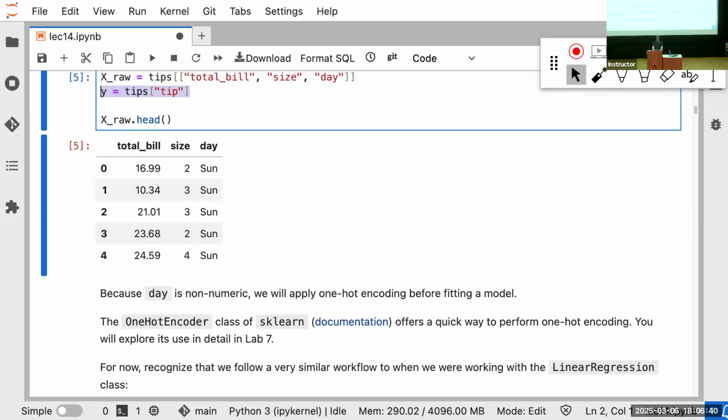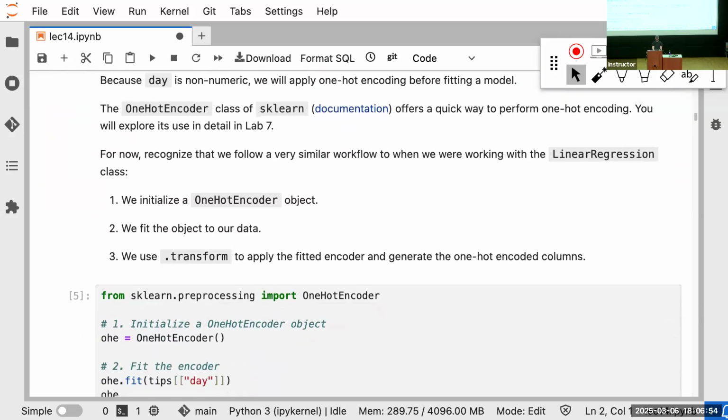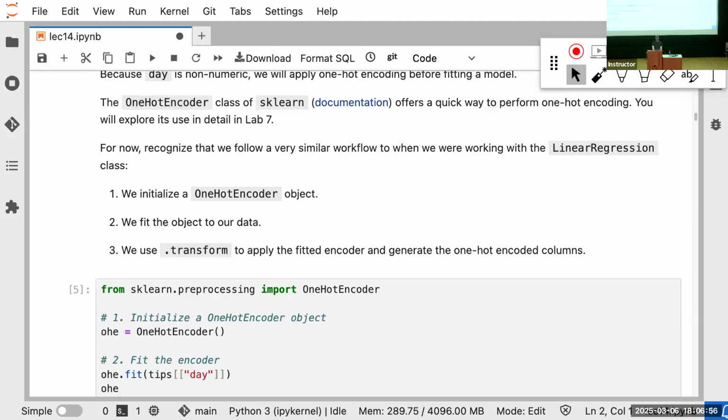Okay, so how do we do it? It's very similar to what we did before, where we state what model we want, right? We fit that model to some data, and then using that fitted model, we can generate predictions. Very similar idea with this thing called OneHotEncoder. This is a class of sklearn that does one hot encoding. You state that you want to one hot encode. You fit that one hot encoder to the columns you want to one hot encode, and then you use this dot transform method to get back your one hot encodings. So it's very similar to predicting.